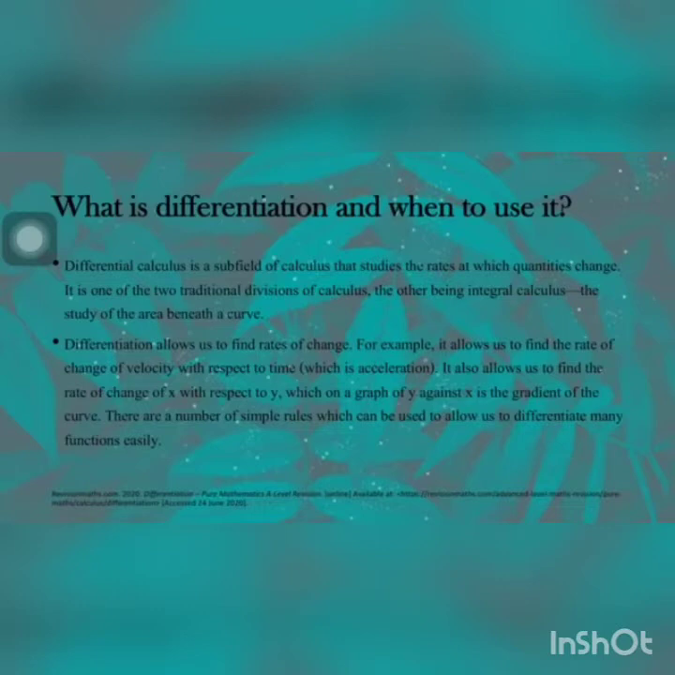Differentiation allows us to find rate of change. For example, it allows us to find the rate of change of velocity with respect to time, which is acceleration. It also allows us to find the rate of change of x with respect to y, which on a graph of y against x is the gradient of the curve. There are many simple rules which can be used to allow us to differentiate many functions easily.